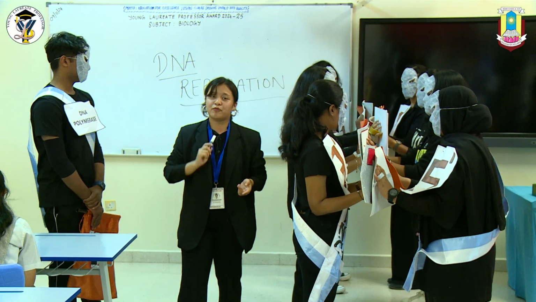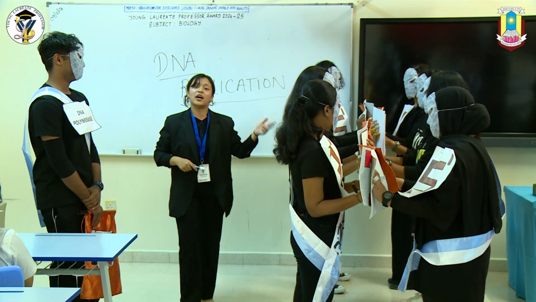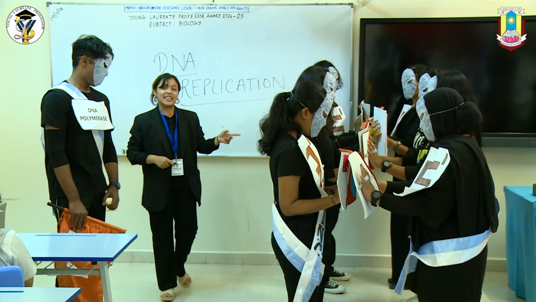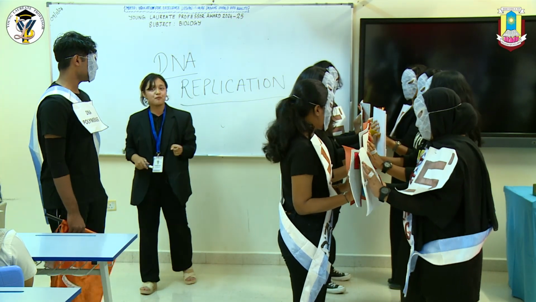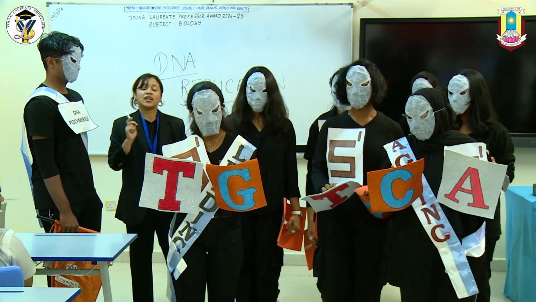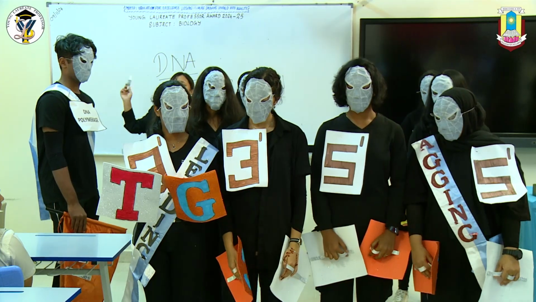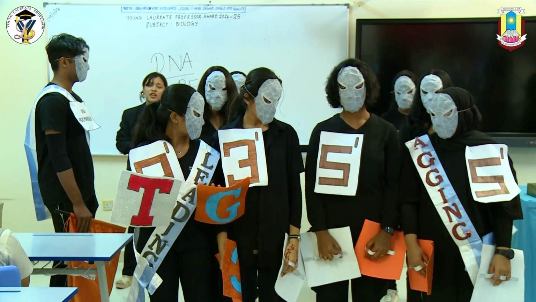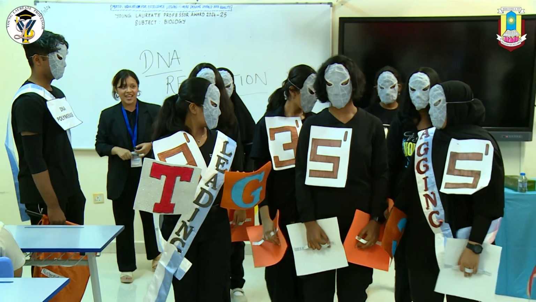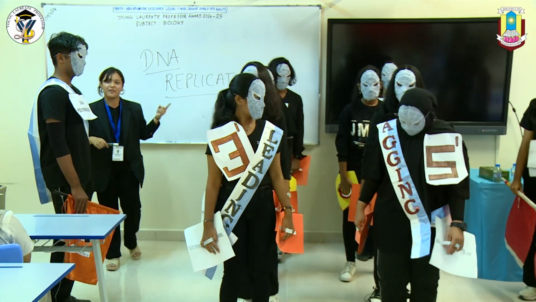Now, as stated before, DNA is made up of two long strands that form a double helix structure. In this, each strand has a 5' end and a 3' end and is composed of smaller units called nucleotides. Each nucleotide has a sugar molecule, a phosphate group and a nitrogenous base. Now as you all can see, we have a 5' end and a 3' end.